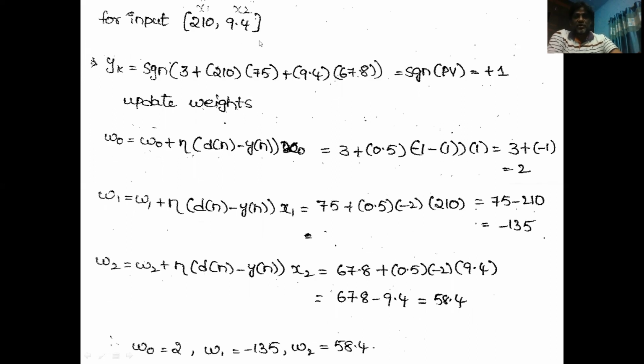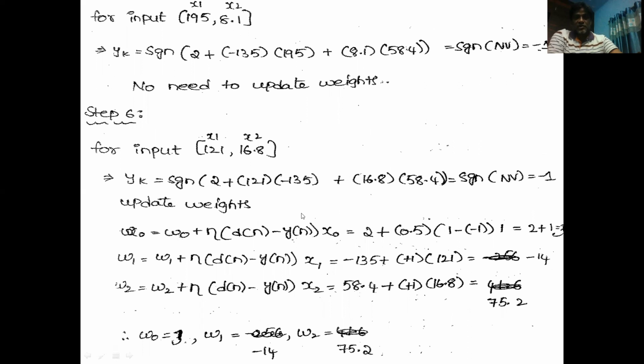For 210 comma 9.4, it is also wrongly calculated. It is +1, but the desired response is -1, so you require updation of weights. These are now 2, minus 135, 58.4. And for the fourth input vector from class 2, it is calculated as -1. It is a correct classification, so you require no updation of weights. And since our weights were updated in the previous iteration also, continue with the next iteration.